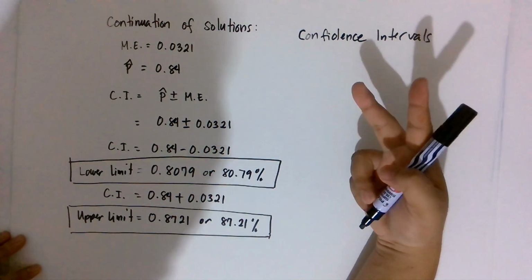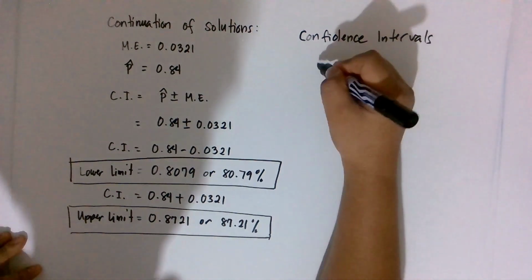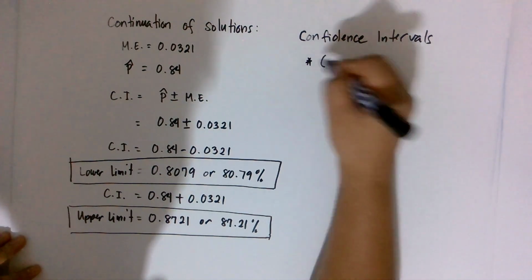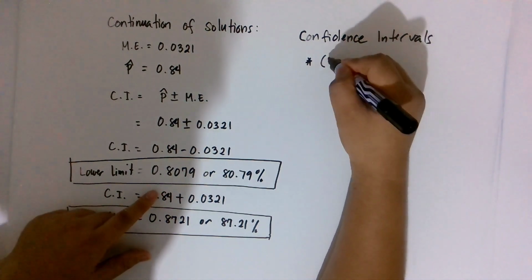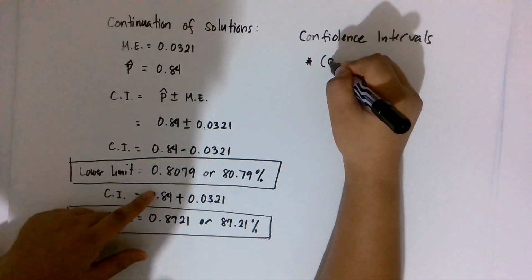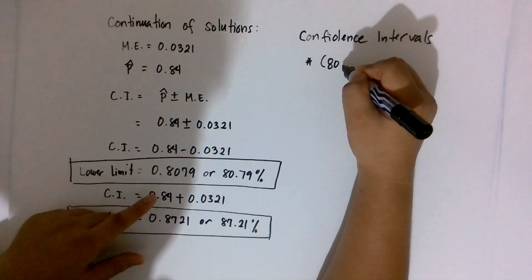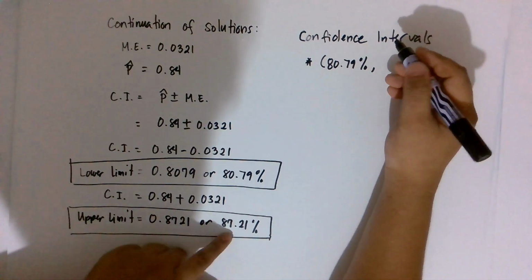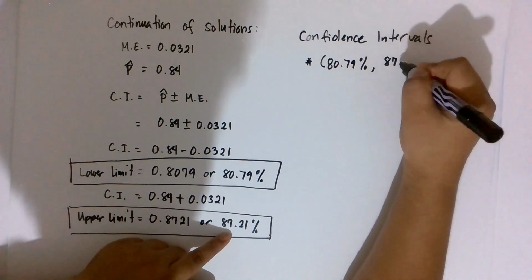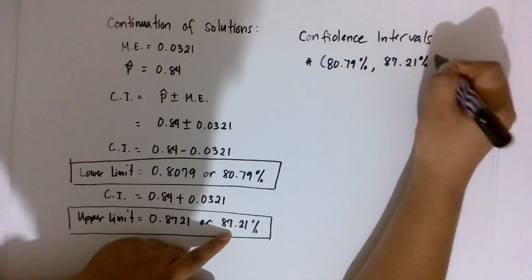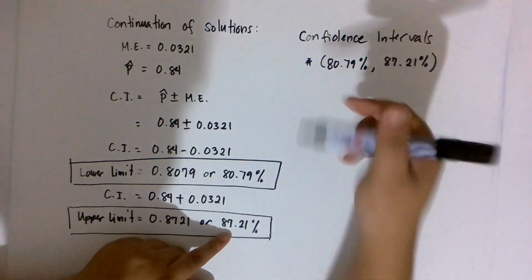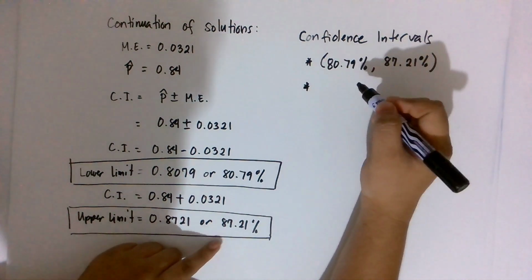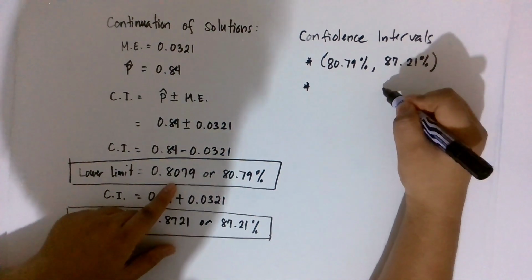Yan. So, confidence intervals. Actually, we have two ways of writing the confidence interval. Okay? First one is, yan, set form. Una nyo susulat yung maliit na value, yung lower limit, which is 80.79%, then separated by comma symbol. Then next is the upper limit. So, 87.21. Then, enclosed by parenthesis. Ayan. Ganyan lang.